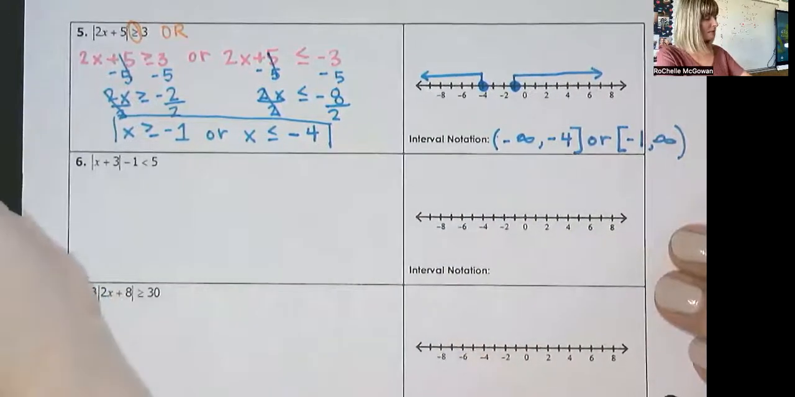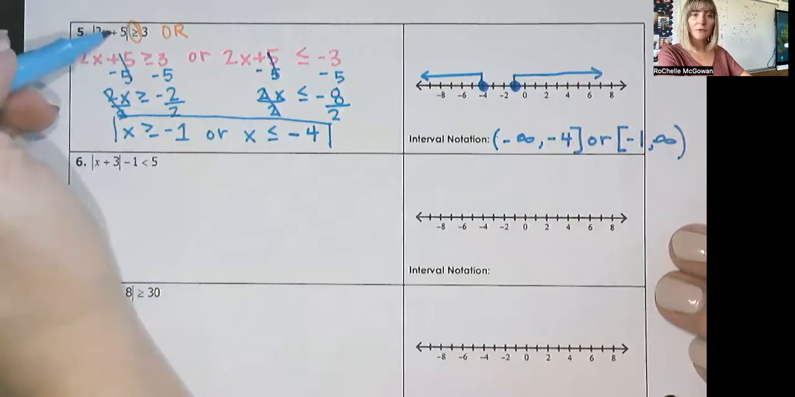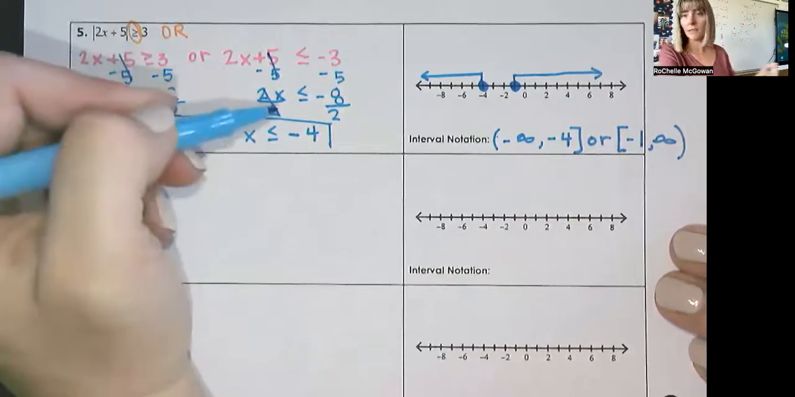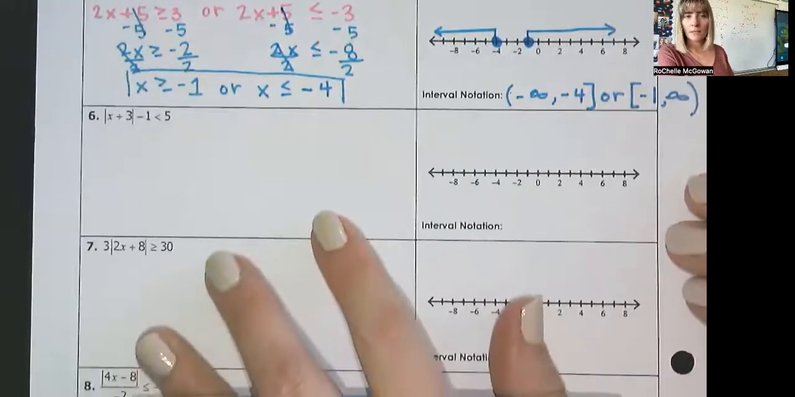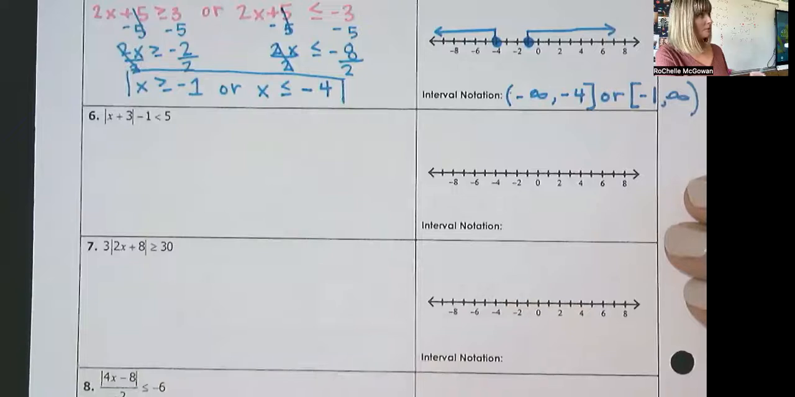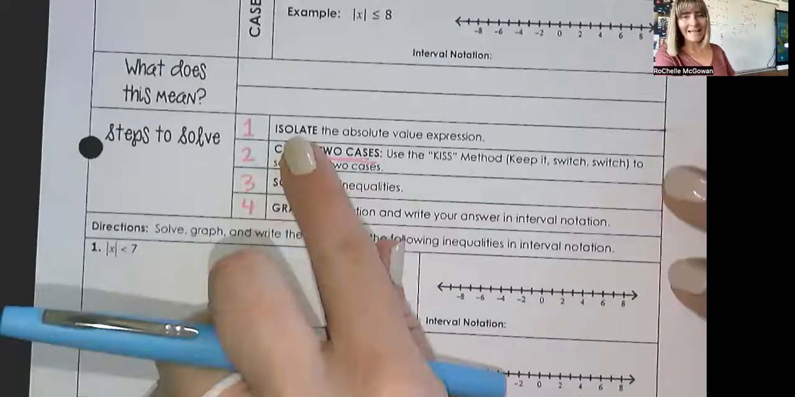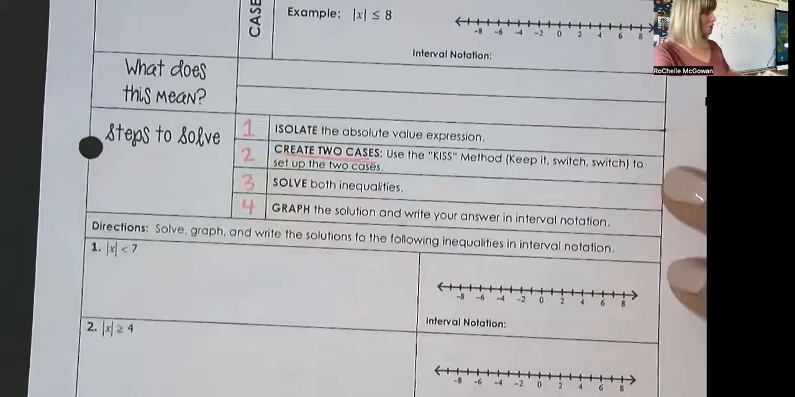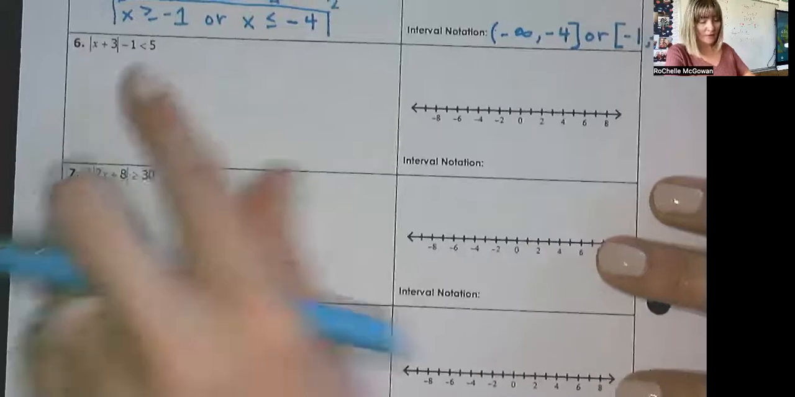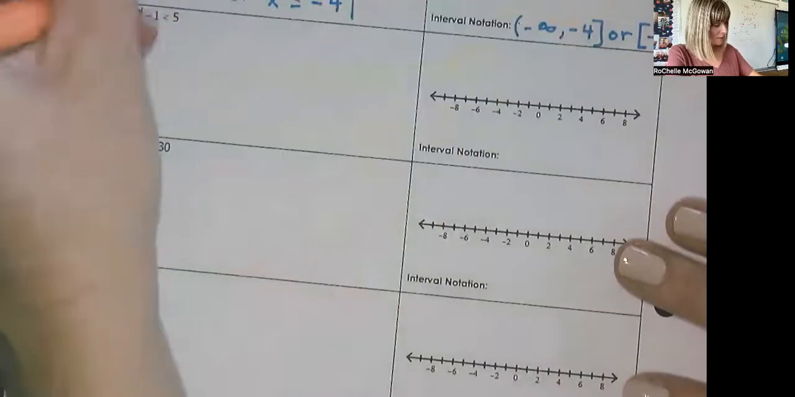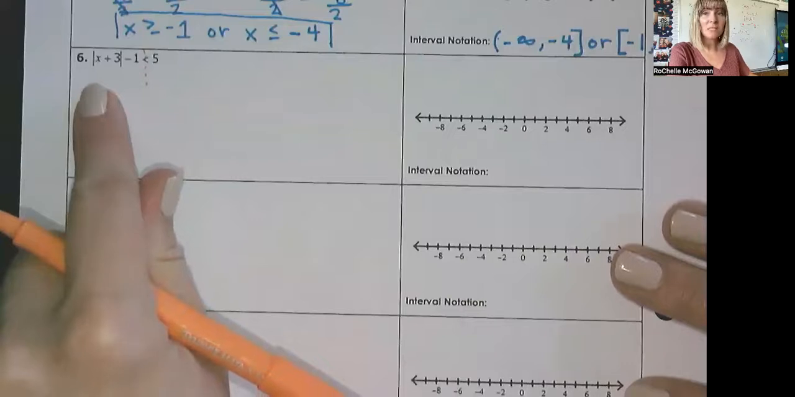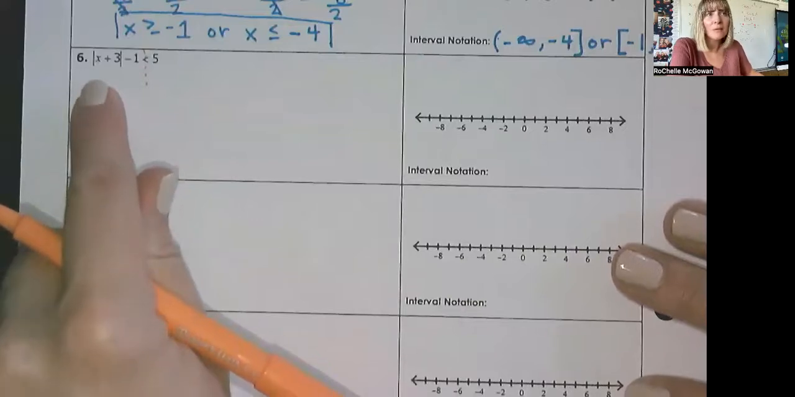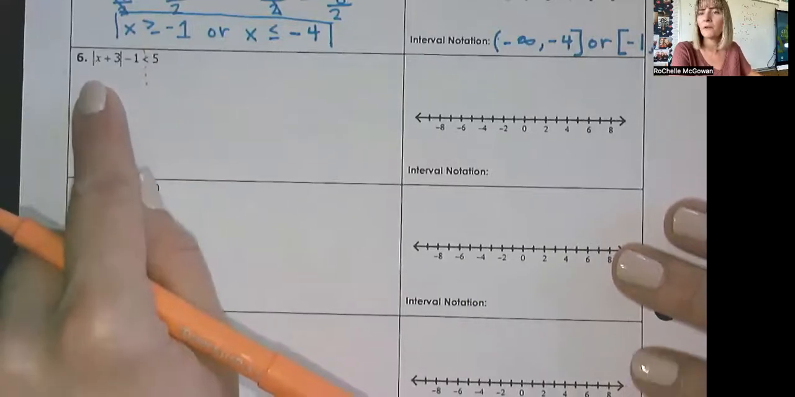Once again, new stuff today is just breaking the absolute value into a compound inequality. Okay, look at number 6. Uh-oh. This is what we mean by isolate the absolute value expression. There is some stuff over here that it's on the same side as the absolute value, but it's not in the absolute value. That's going to make things very, very weird.